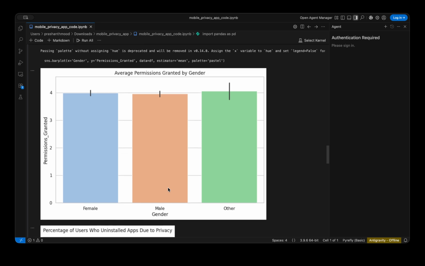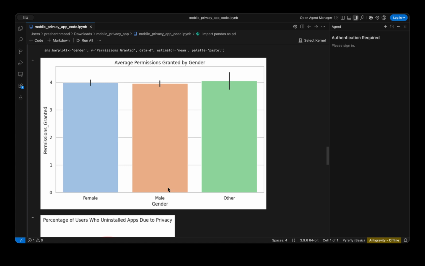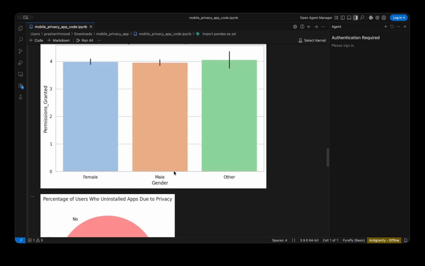Let's talk about what users actually do when it comes to app permissions. On average, users grant about 4 permissions and deny about 2. So most users are accepting the majority of permissions that apps request, often without reading what they are agreeing to. The gender and permissions chart shows small but visible differences on average. The numbers are fairly comparable across genders, but slight variations exist that could prompt further investigation in a larger study.